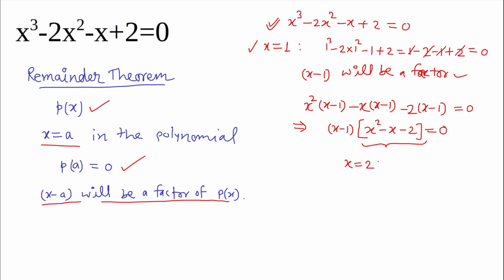When we put x equal to 2 here, what will we get? 2 square minus 2 minus 2. 2 square is 4, minus 2 is 2, minus 2 is 0. So again it is becoming 0 on putting x equal to 2. That means x equal to 2 makes this polynomial 0. So x minus 2 will be a factor using the remainder theorem. So x minus 2 is also a factor. x minus 1 is already there, let's write it as it is.